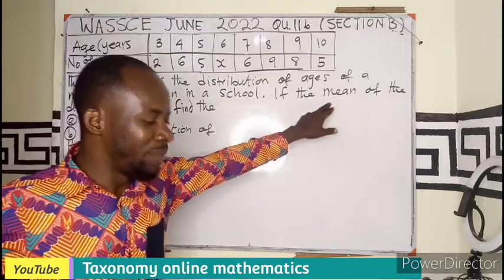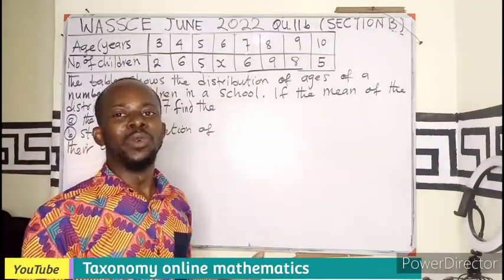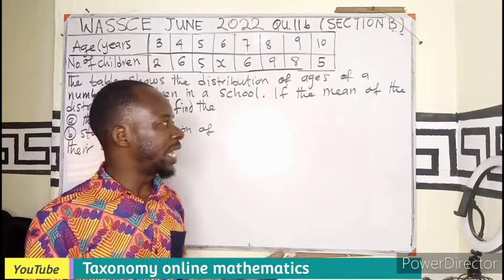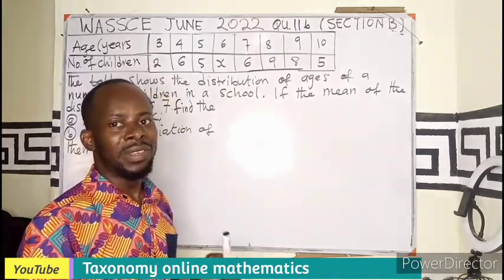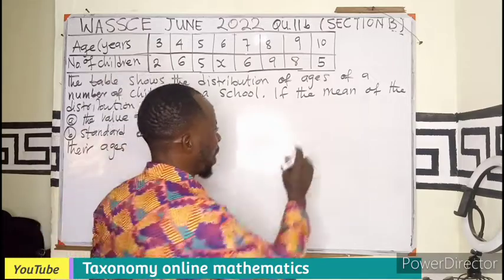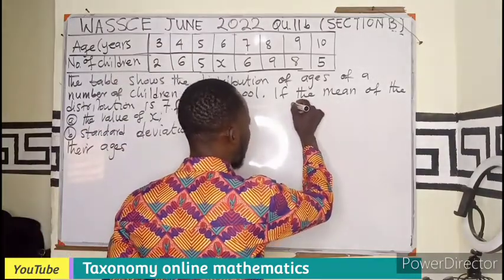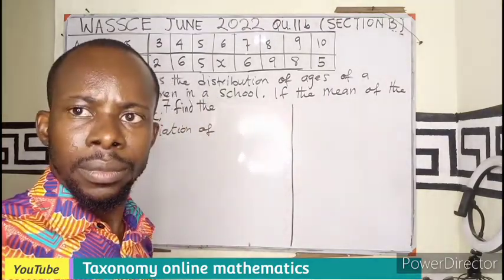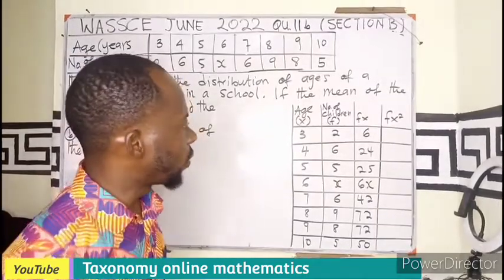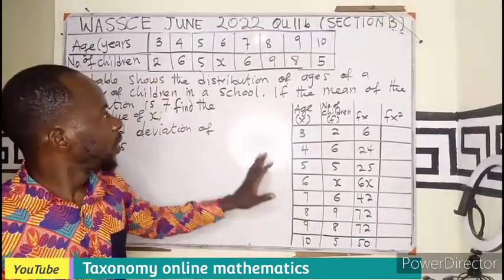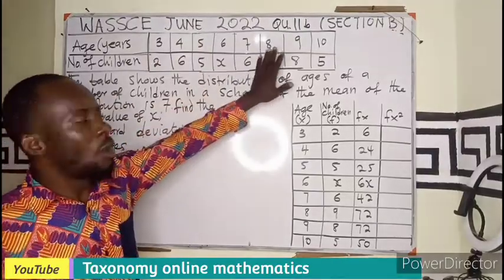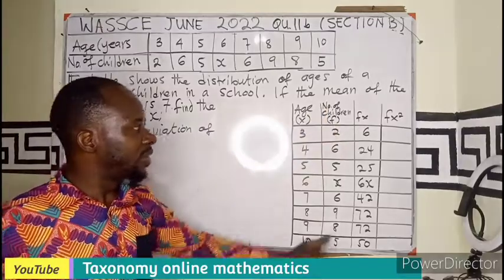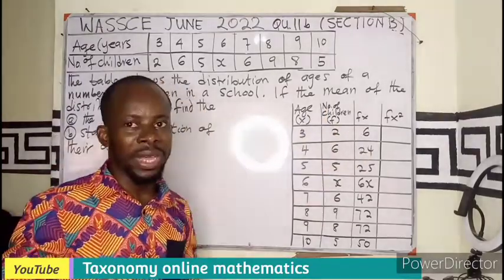The moment we are given the mean, we have to use the formula of a mean, which is sigma fx over sigma f. In that case, we need to draw a frequency distribution table. So, reproducing the table, we are just recopying the table in a vertical form where we have our marks, our frequency, and our fx, which is the multiplication.